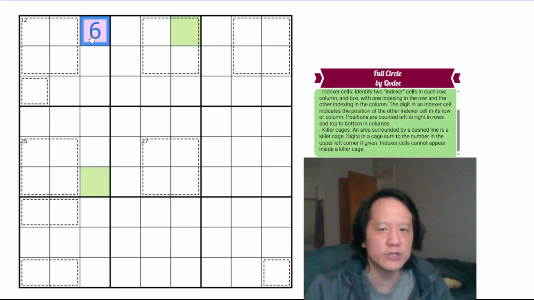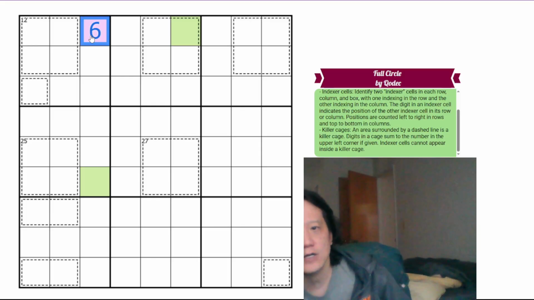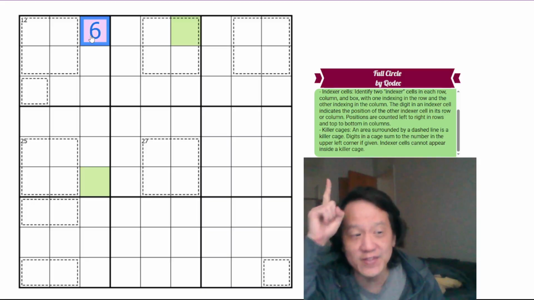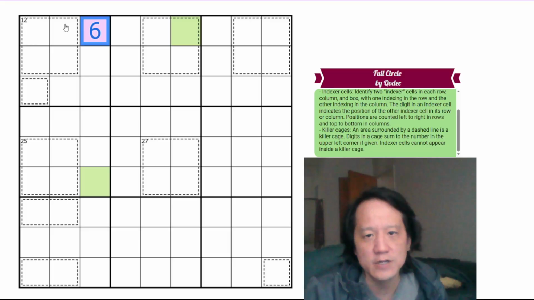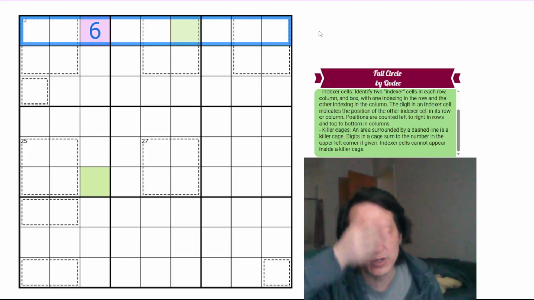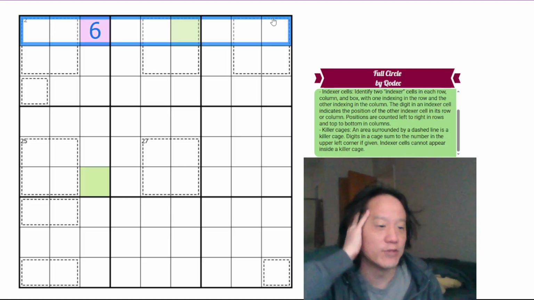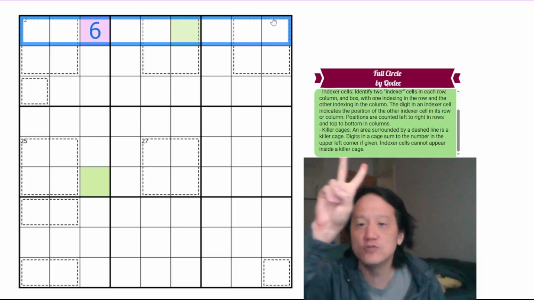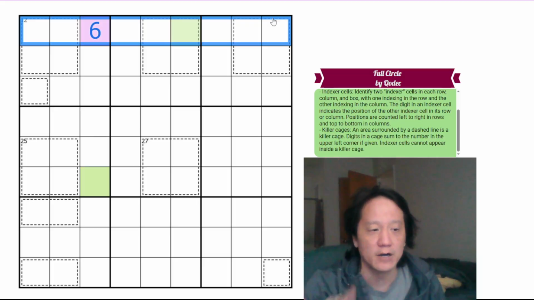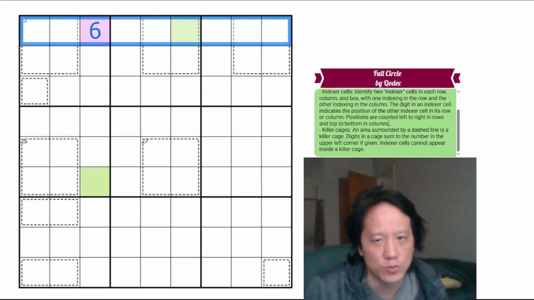So it cannot point to itself. That's one interesting note, right? It tells you the index of the other indexer cell in its row or column, respectively. And it must index along either the row or the column. We don't know which, though, and we don't know where they are. So there are 2 in every row, column, and box, though. So we do know that. Okay, so that's how indexer cells work.